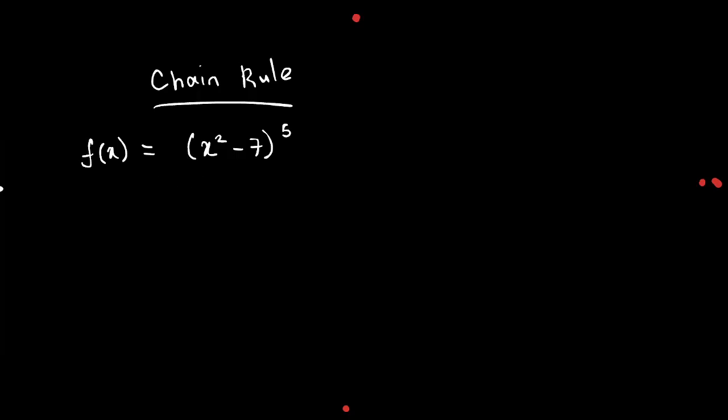The outer function is just the x to the 5th part, right? It is something to the 5th, and the inner function is x squared minus 7. So how do we go about chain rule? We find the derivative of the outer function, and inside of the function, we keep our g of x as it is, then we multiply by the derivative of the inner.